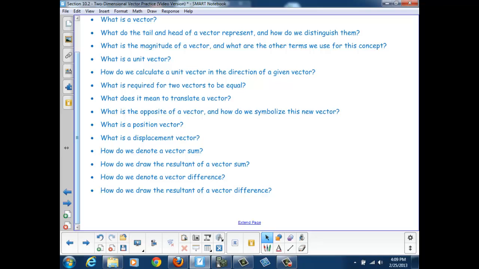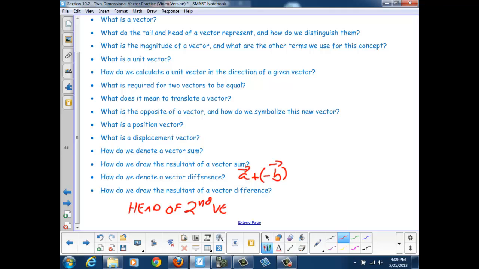How do we denote a vector difference? Well, we're really adding the opposite vector. We can think of that as a plus negative b. So instead of connecting head to tail, we actually connect tail to tail. And how do we draw the resultant of that vector difference? Well, we draw from the head of the second vector to the head of the first vector when they are connected tail to tail.